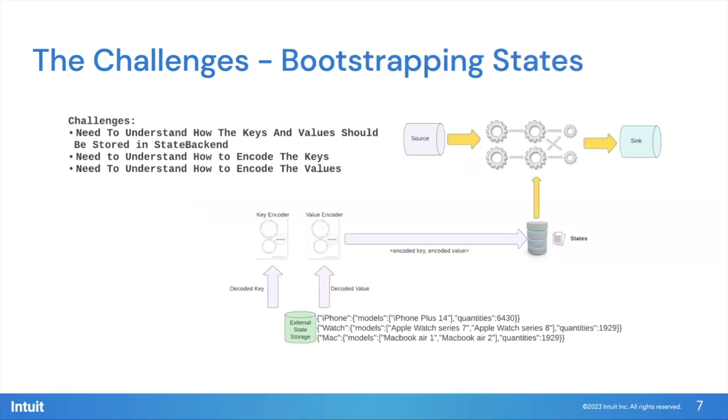Similarly, to bootstrap a Beam pipeline with some initial state, a developer first needs to know what the key is and what the associated value is. Based on the data type, a developer needs to encode the data back to the proper encoded form and then store the encoded data in the state store. And finally, we can recreate a savepoint and bootstrap the pipeline with the savepoint. Next slide, please.